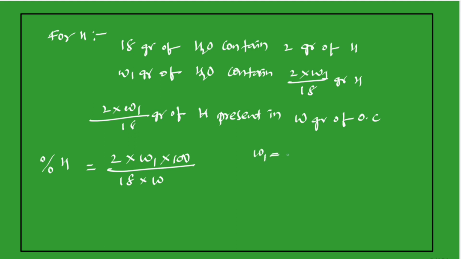Here, W1 equals the mass of H2O, and W is the mass of organic compound. So this is the principle to calculate the percentage of hydrogen: 2 into W1 into 100 upon 18 into W. This principle is used for the calculation of the percentage of hydrogen.